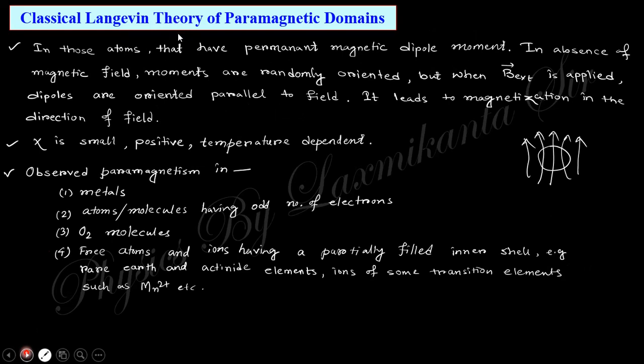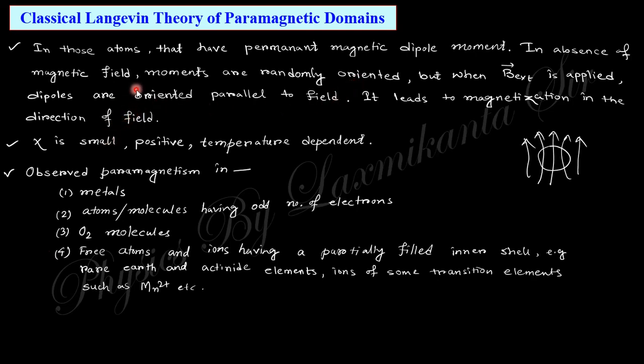Next thing is the classical Langevin theory for the paramagnetic domain. The previous one was the diamagnetic domain. This now is the paramagnetic domain. Actually, in this atom there is a permanent dipole moment, but in the absence of a magnetic field, the total dipole moment will be zero.